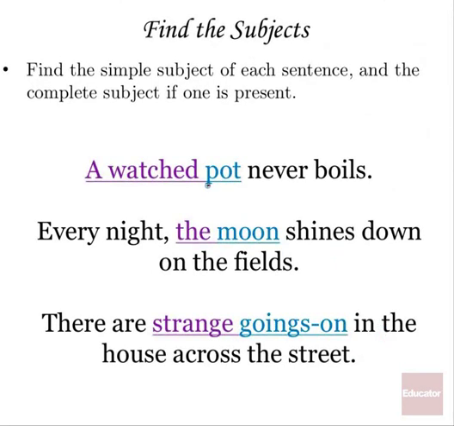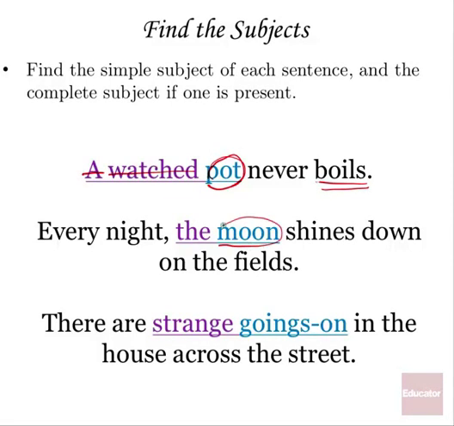A watched pot. The simple subject is pot because our verb is boils. Never is an adverb modifying boils. So the pot is what's doing the boiling, or not boiling as the case may be. A is an article, and watched is a modifier altering pot. What kind of pot? A watched pot.